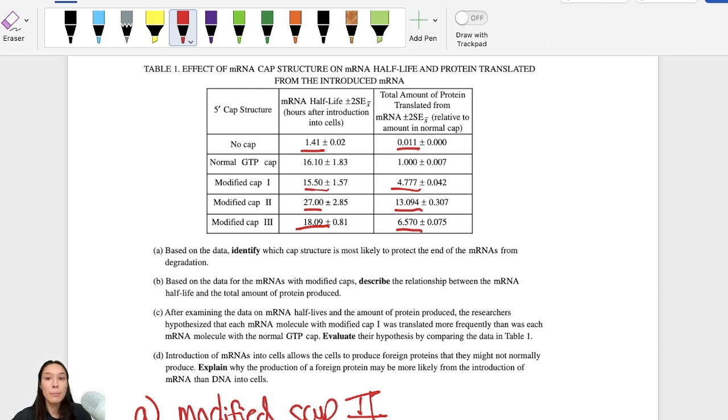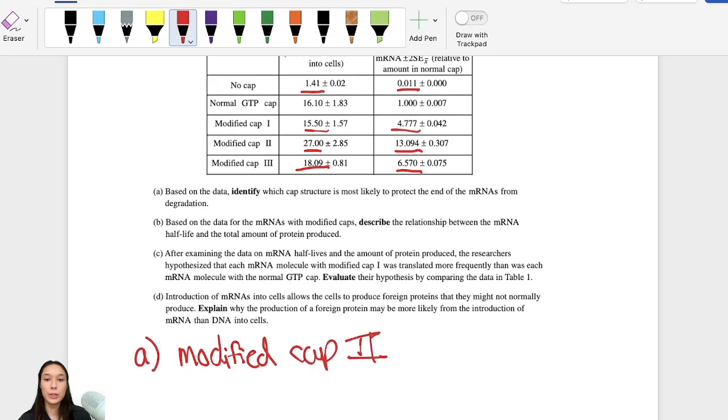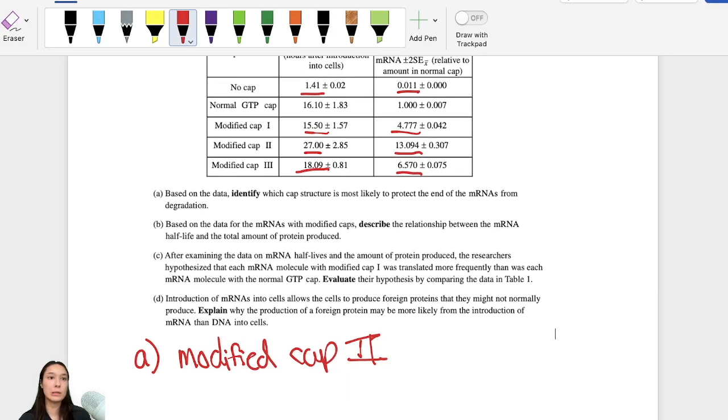So the relationship for this is a positive correlation, that as I increase the half-life, you're also increasing the amount of protein translated, right? That makes logical sense, and it also makes sense with the data. Okay, there are a couple different ways you can say this. Let me just give myself a little bit more room here.